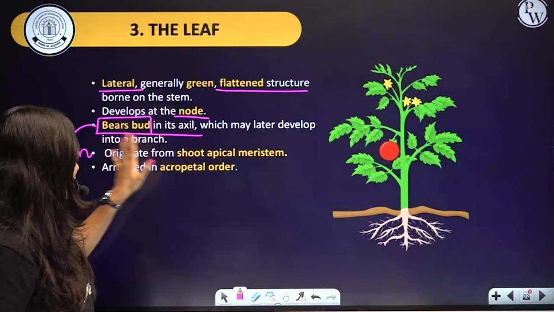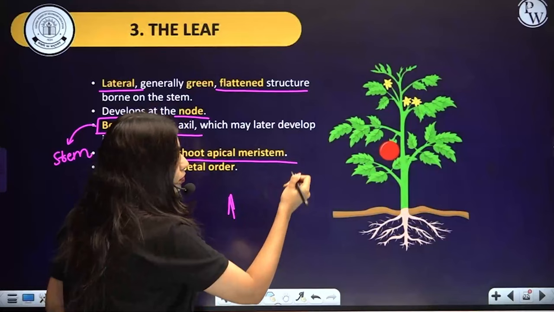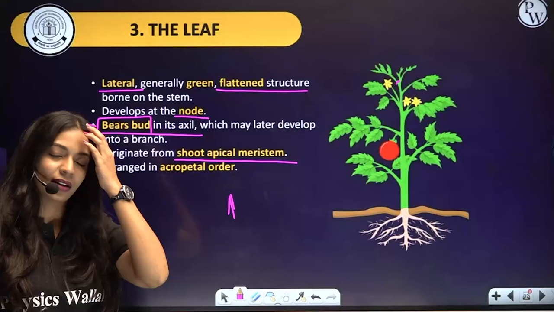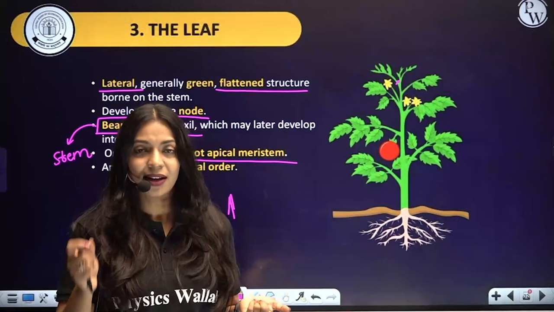Where do the leaves come from? They come from the shoot apical meristem. When you take the tip of the stem, there will be meristematic tissue there. I told you about the different regions of the root, and I said there is a region of meristematic activity where cells are constantly dividing, increasing in number. Something similar you will find at the shoot tip as well, at the tip of the stem. That is called shoot apical meristem.